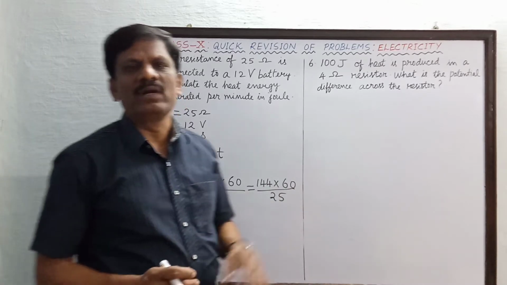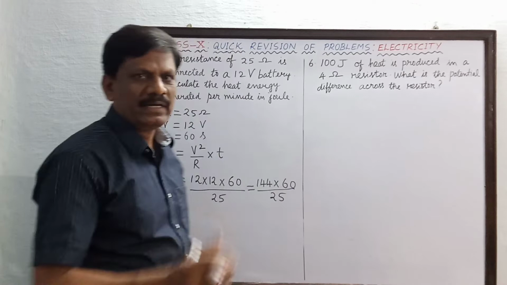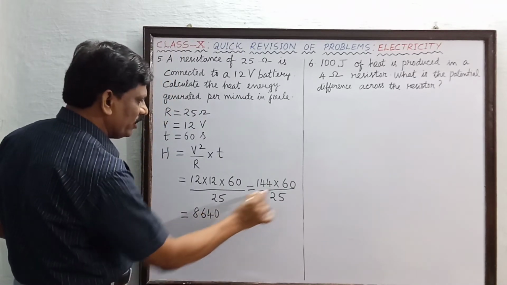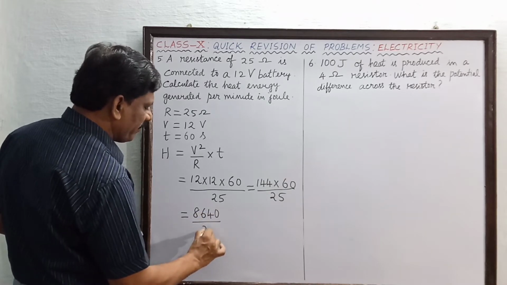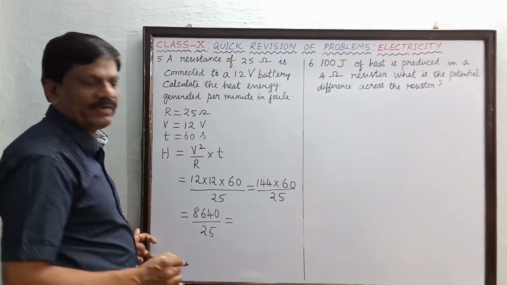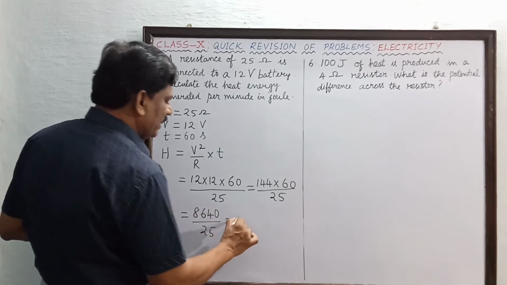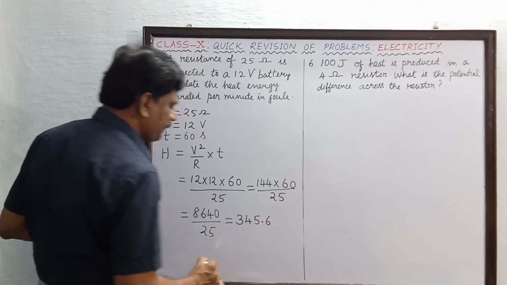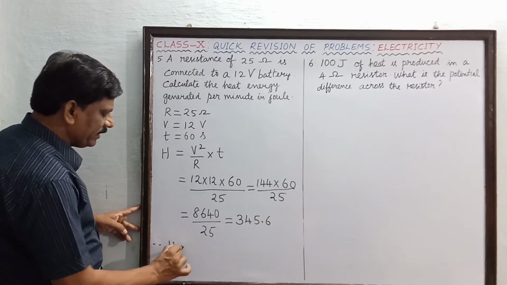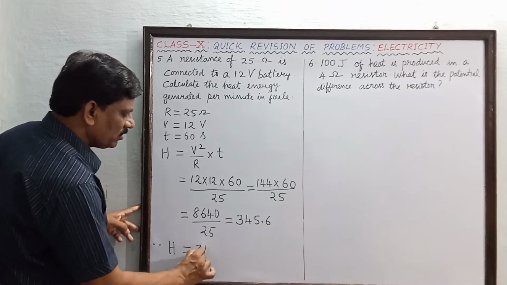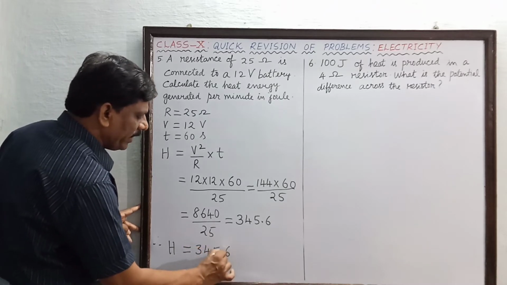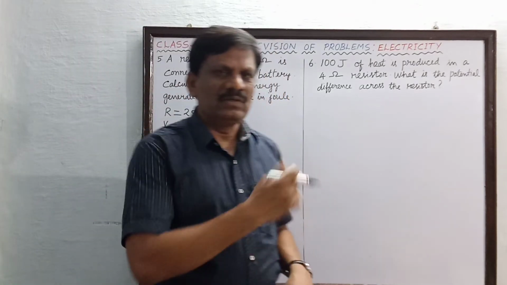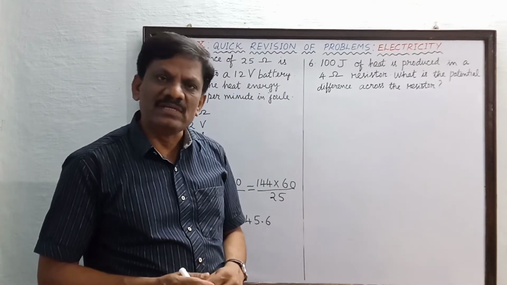So this is equal to 144 into 60 divided by 25. So you have to multiply 144 by 60. You will get 8640. So 8640 in the numerator divided by 25. So both are divisible by 5 and you also can divide and find out that it will be 345.6. Therefore the heat developed in the resistor H is equal to 345.6 joule. Understand that? So this problem also is now based on Joule's law.